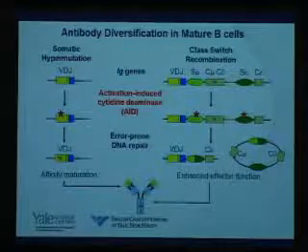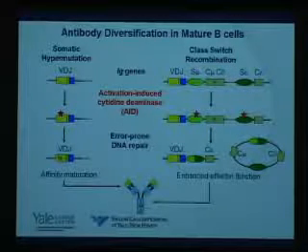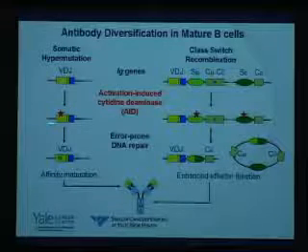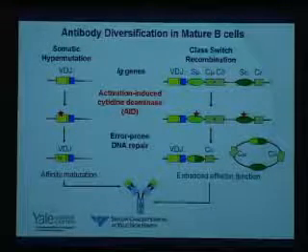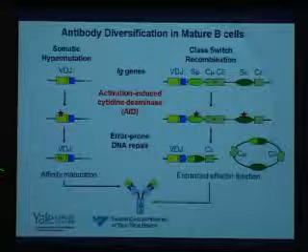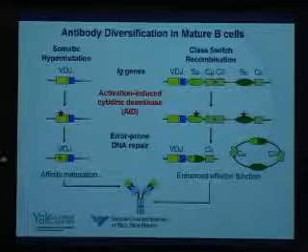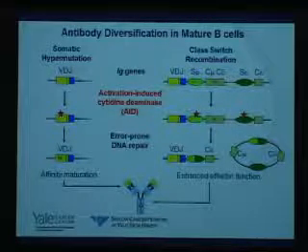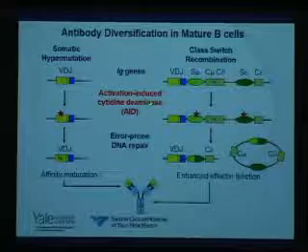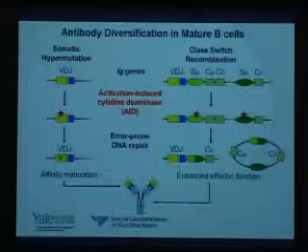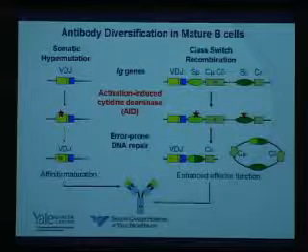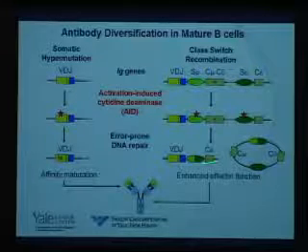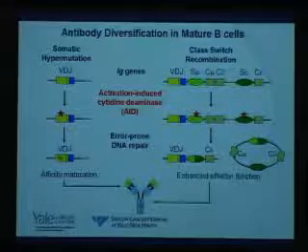AID is the protein that is responsible for somatic hypermutation and class switching. It introduces point mutations into the variable region by converting cytosines to uracils. These are then repaired in an error-prone manner to give rise to point mutations, and that's what contributes to affinity maturation of antibodies. AID also introduces double-stranded DNA breaks into the switch repeats that flank the constant regions. These double-stranded DNA breaks are then processed, and non-homologous end joining results in class switching.